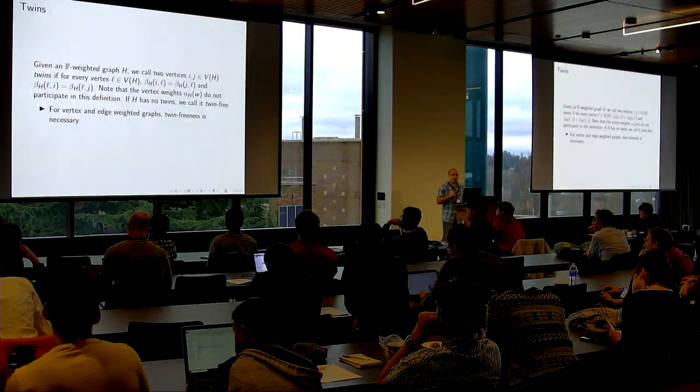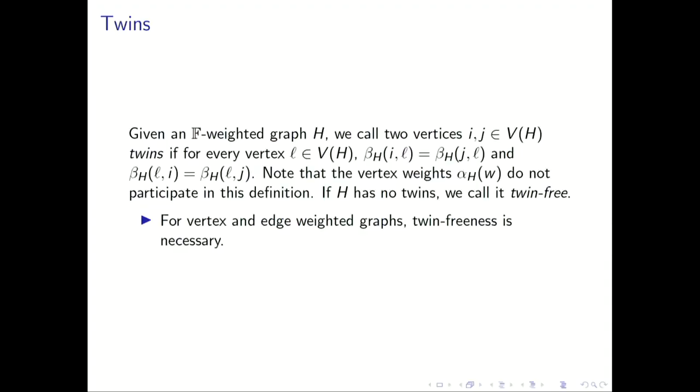So we know that for unweighted, undirected graphs, we only need one set of equations, for example, the first one. So for undirected, unweighted graphs, twins are any two vertices with the same neighbor set.